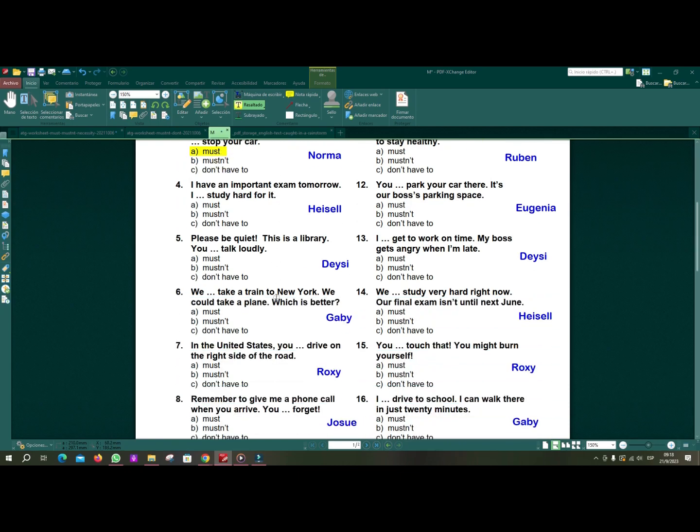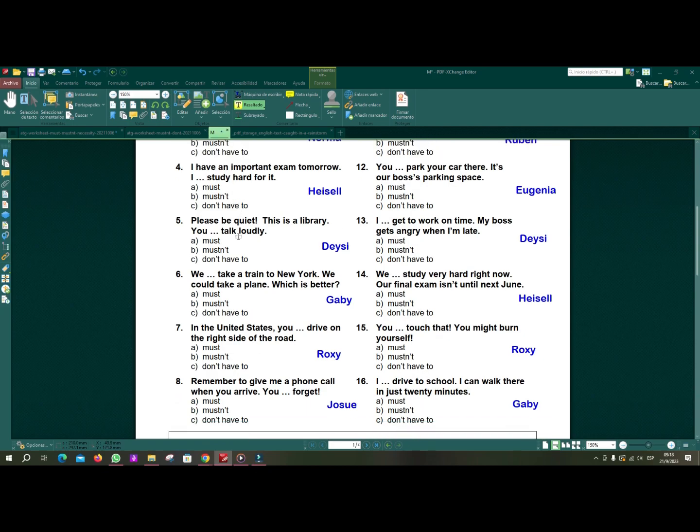4, Hazel. Must. Okay, I have an important exam tomorrow, so I must study hard for it. Excellent, Hazel. What about number 5, Miss Daisy? Letter B. So, please be quiet. This is a library, right? You mustn't talk loudly. Excellent, Miss Daisy. That would be B. Nice.